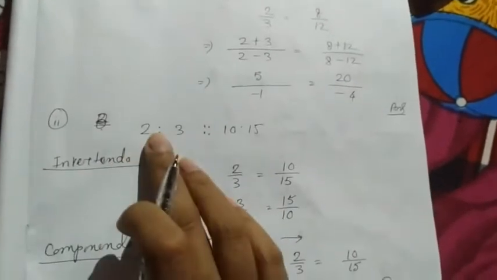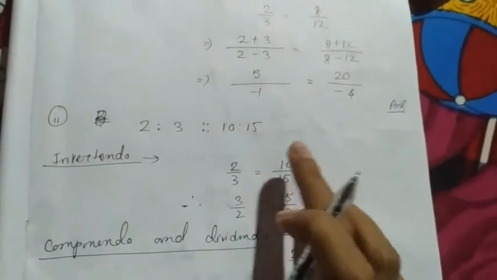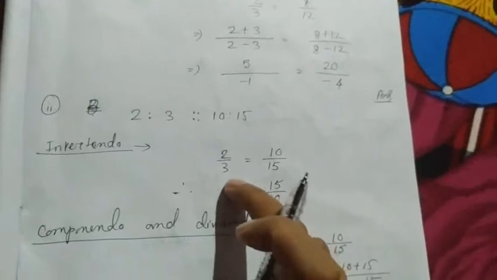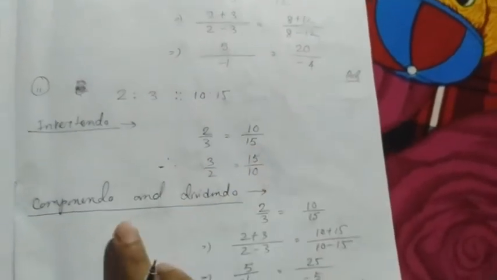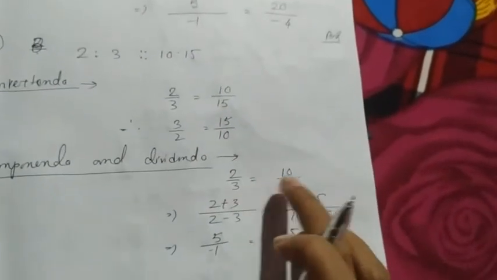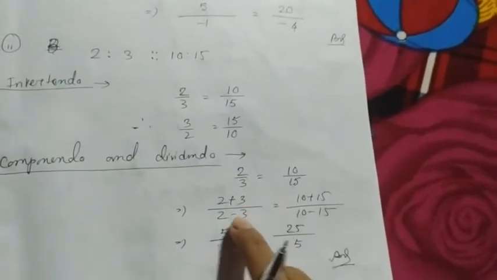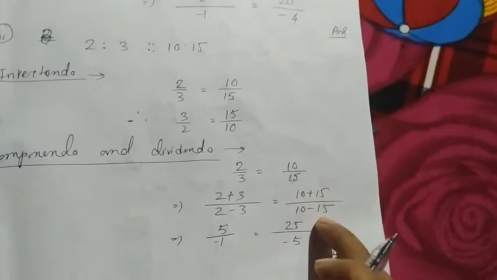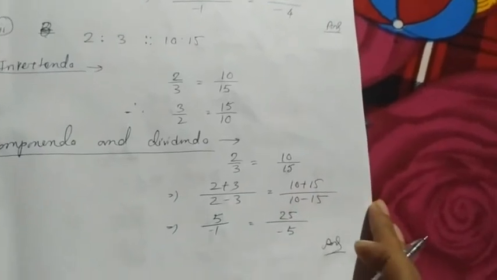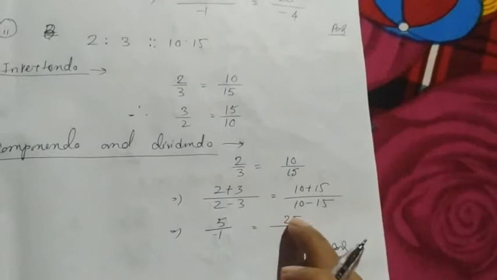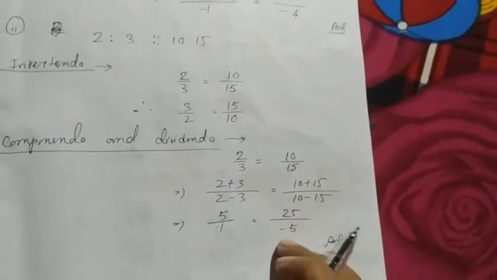Now similarly, 2 is to 3, so 2 by 3 equals 10 by 15. So invertendo will be 3 by 2 equals 15 by 10. Componendo and dividendo: 2 by 3 equals 10 by 15, this is the question given. Now 2 plus 3 divided by 2 minus 3 equals 10 plus 15 divided by 10 minus 15. So 5 by minus 1 equals 25 by minus 5. So this is the answer.